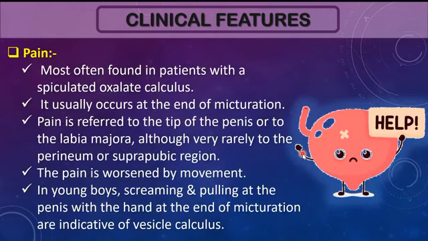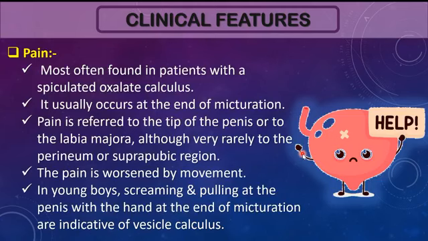Pain is most often found in patients with a spiculated oxalate calculus, because the rough surface irritates the mucous membrane, so there is more pain. It usually occurs at the end of micturition. Pain is referred to the tip of the penis or the labia majora, although very rarely to the perineum or suprapubic region. The pain is worsened by movement.